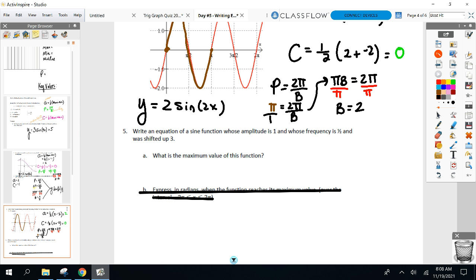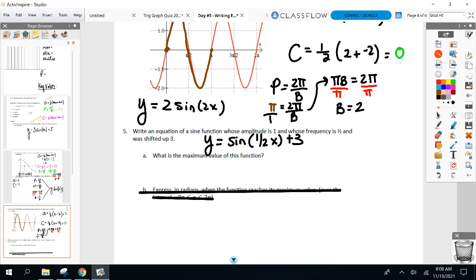Sine 1/2 x plus 3. Yep, you can put the amplitude in there if you want. Sine 1/2 x plus 3. If you want to put the 1 in there for the amplitude, go ahead. All right, a little review.